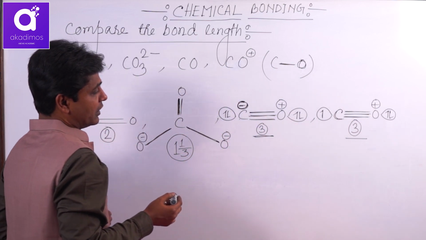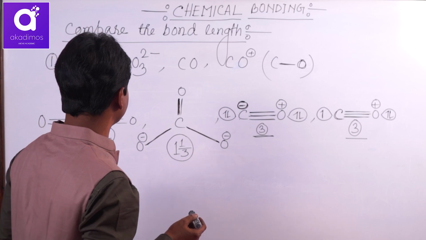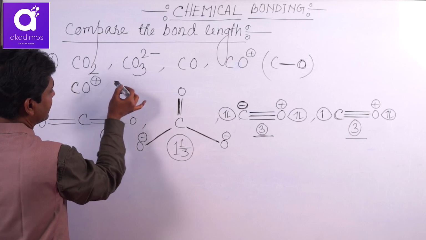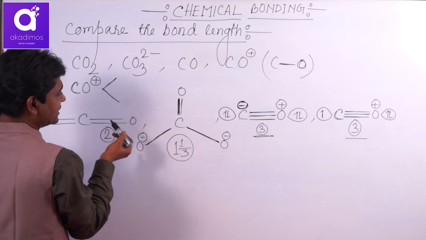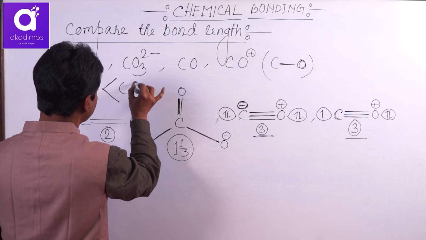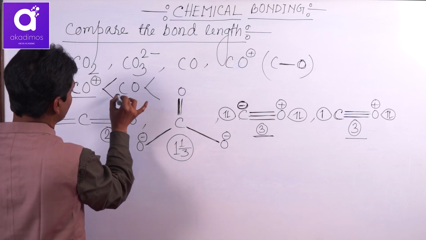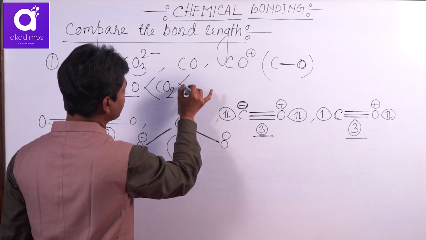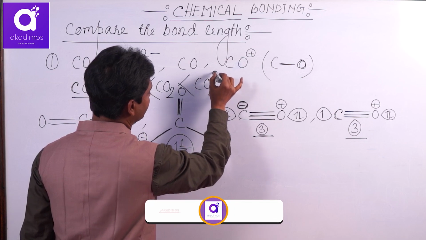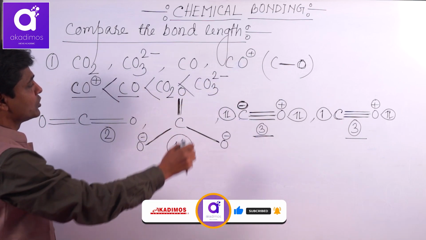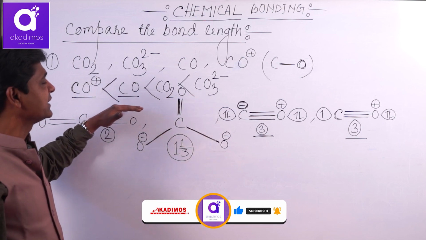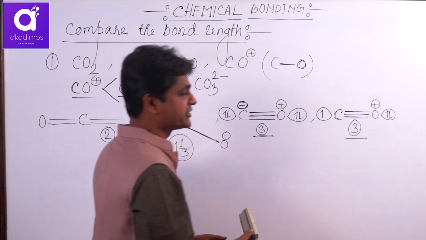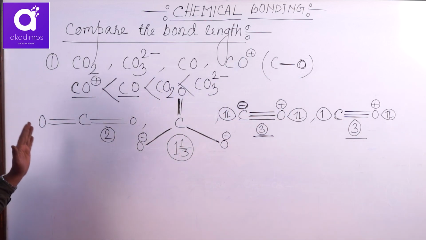Then I can draw the increasing order of bond length. Minimum is CO plus, bond order 3 with carbon neutral. Then bond length increases to CO, both are bond order 3. Then comes CO2, bond order 2. Then comes CO3 2 minus, bond order minimum, 1 by 3. That means you got the carbon oxygen bond length increasing order. Now I will give another example. See this, everything is clear.